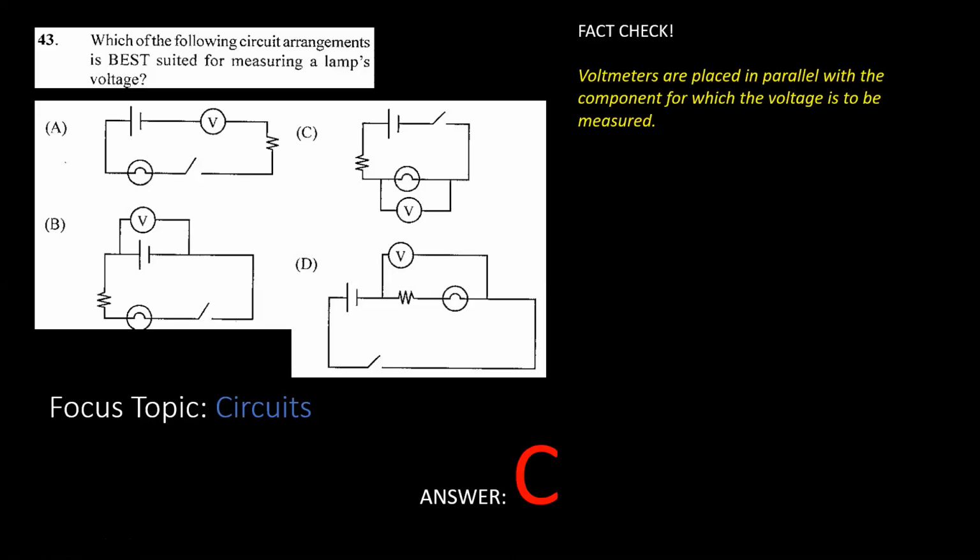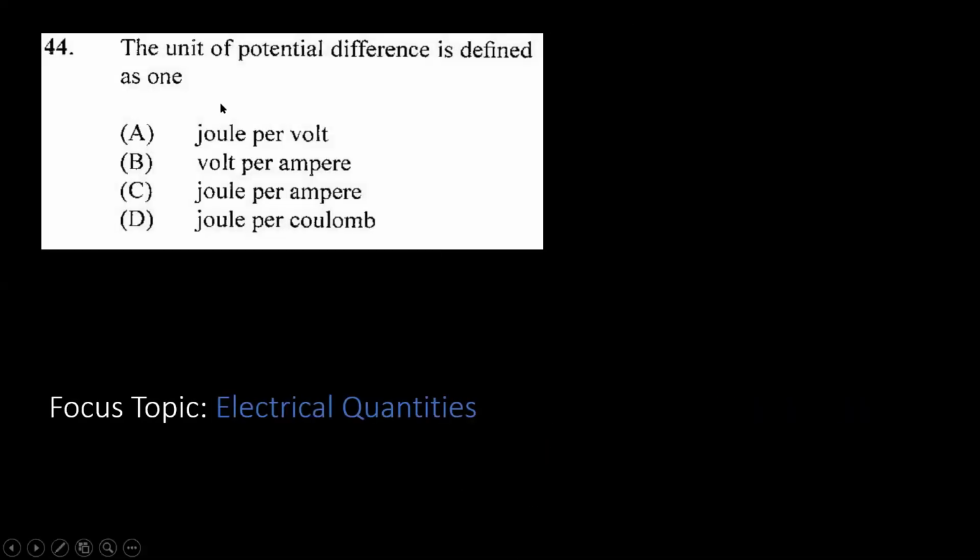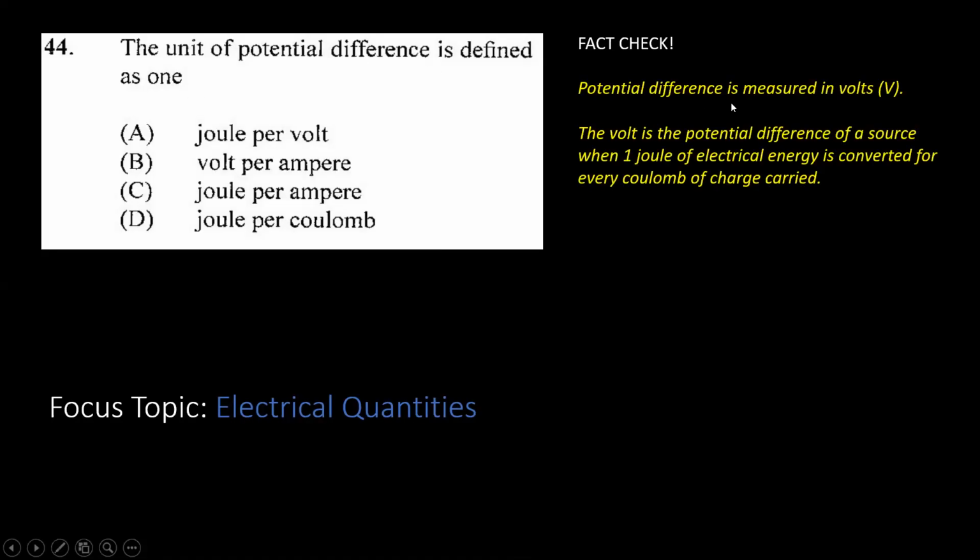Number 44, the unit of potential difference is defined as 1. What we know is that potential difference is measured in volts, so that means B would be out. The answer cannot be volt per ampere. And we also know that the volt is the potential difference when 1 joule of electrical energy is converted for every coulomb of charge carried. And so it's joule per coulomb. The answer should be D.